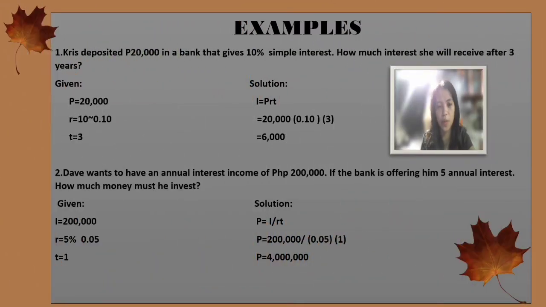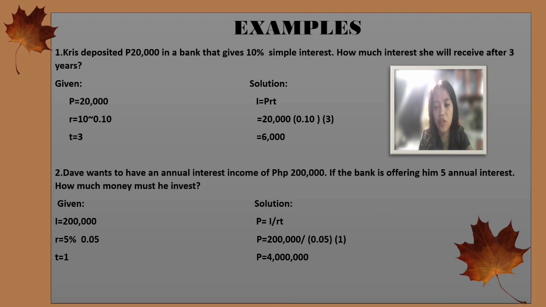Examples. Example number 1. Chris deposits 20,000 in a bank that gives 10% simple interest. How much interest will she receive after 3 years? To find the answer, first we find the given. 20,000 is our principal. The rate is 10%, but we convert it into a decimal, 10% divided by 100, and it becomes 0.10. Then 3 is our time.